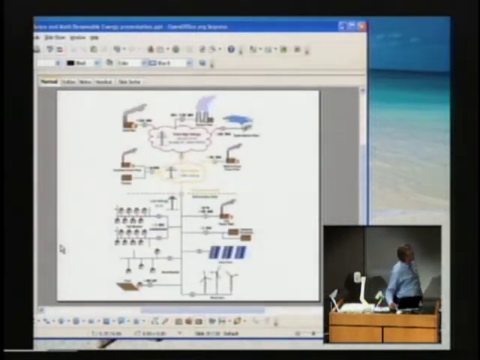This is a more comprehensive kind of view of the grid. You have many sources of electricity coming in. You have various voltages and kinds of transmission lines. There are also high voltage direct current transmission lines, which can go longer distances at lower losses, but aren't as good for tying many different sources into.